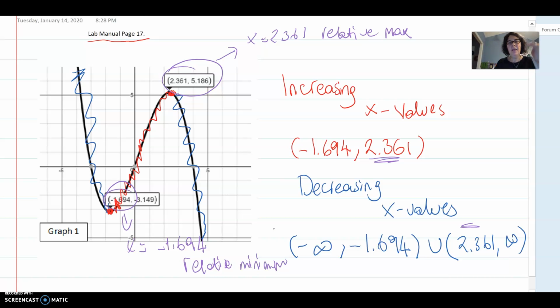Okay, it's relative because we do have a lesser value than this one. We do have a higher value than this one.